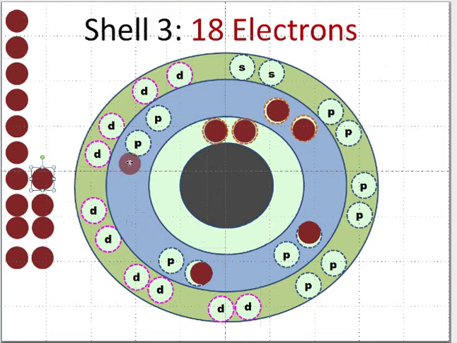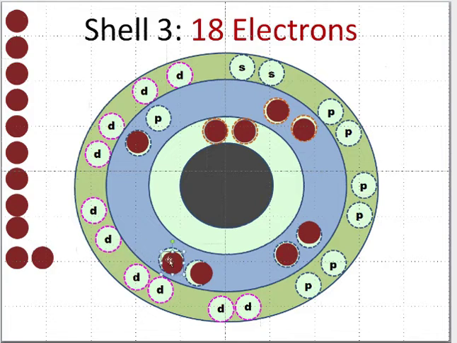Electron 7 goes here. Electron 8 would go here. Electron 9 would go here. Electron 10 would go here, and now we have filled our second shell. Let's go ahead and move forward with those last 5 electrons. Okay, this is going to get a little bit more complicated.